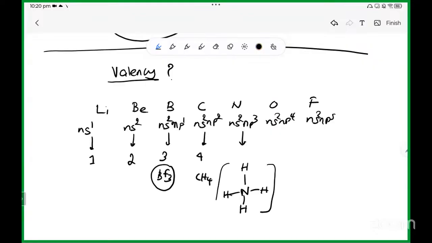So this is a dative bond. At the end of the day, it has created 3 covalent bonds and 1 dative bond. Overall 4 covalent bonds. So therefore, the valency here can be maximized up to 4 for nitrogen, right? I'm talking about the valency.